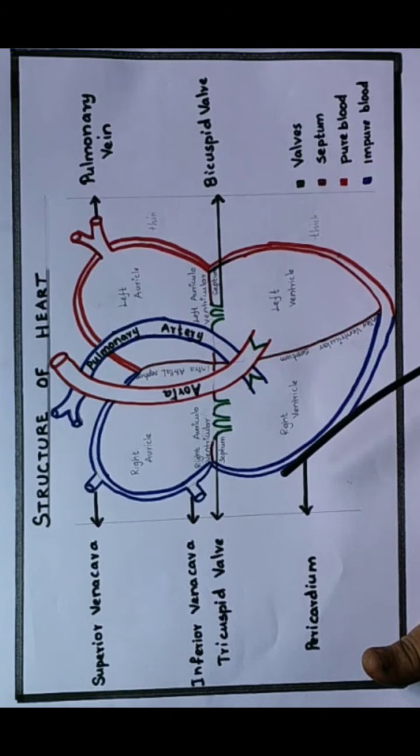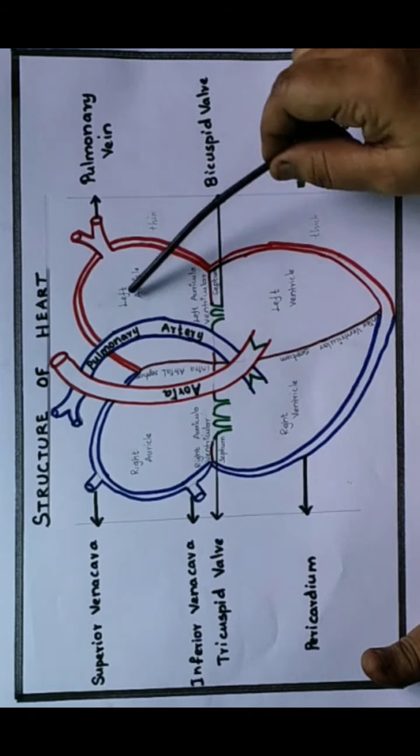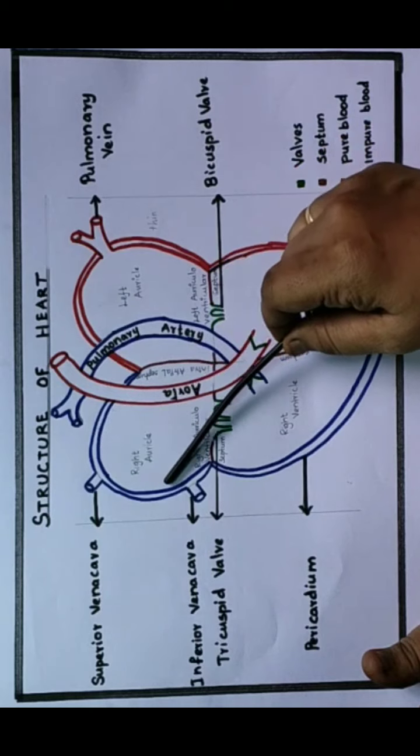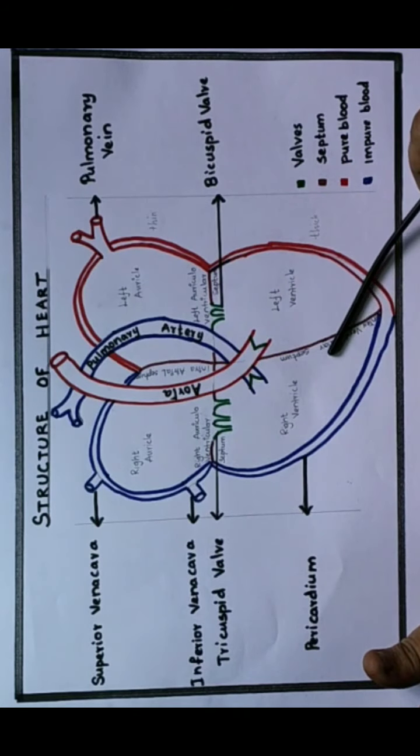So this brown color denotes the septum. Green color denotes the valves. Red color denotes the area where there is pure blood. Blue color denotes the area where there is impure blood.